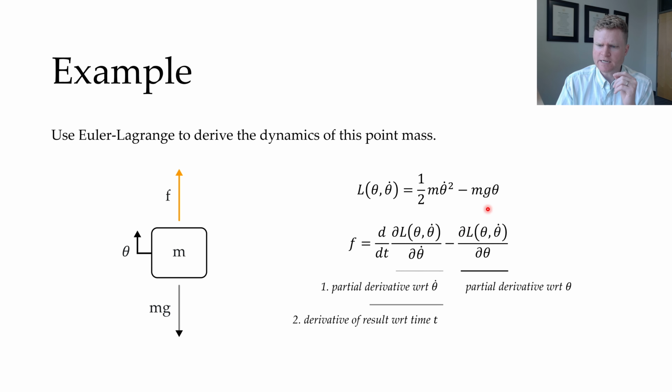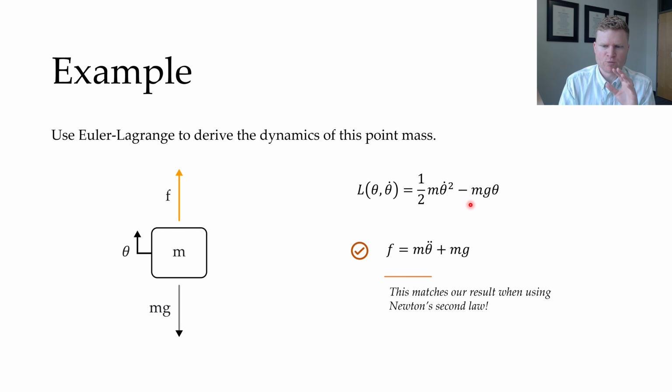Now here, for my second term, I'm going to take the partial derivative with respect to theta. If I do that, I'll get negative mg. Now remember you've got a minus sign right here, and you're subtracting another minus sign. So if you work through the whole thing, you'll have F is equal to m theta double dot plus mg. And this result matches what we previously found using Newton's second law. So we're still getting the same dynamics, we just have a new way to find them. And the advantage of this method is that it will scale well as my system becomes more complicated, like what we see for serial robot arms.